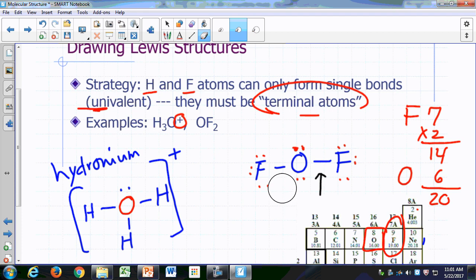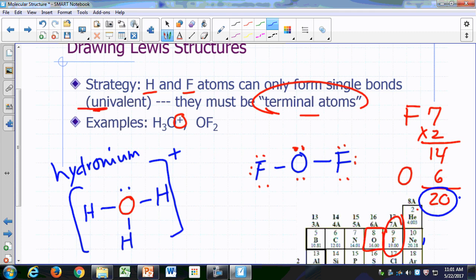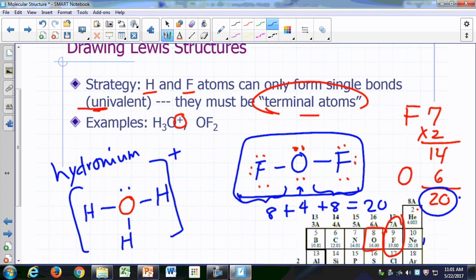All right, so that is OF2. Let's verify that we in fact have 20 valence electrons there. Here's a quick way to count. An octet here and an octet here, so that's 8 and 8, and then you've got 2 lone pairs here, so that's 4. So 8 plus 4 plus 8 gives you a total of 20 valence electrons. So OF2 has this Lewis structure.